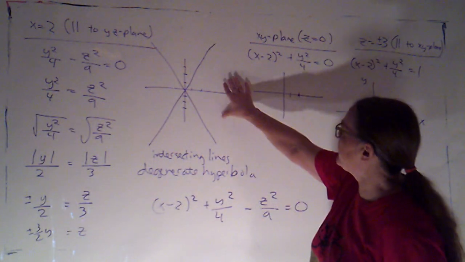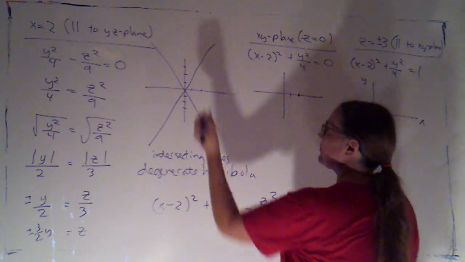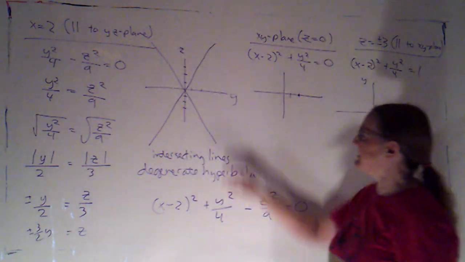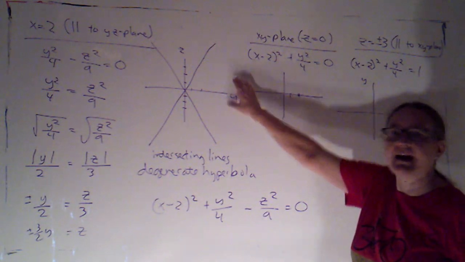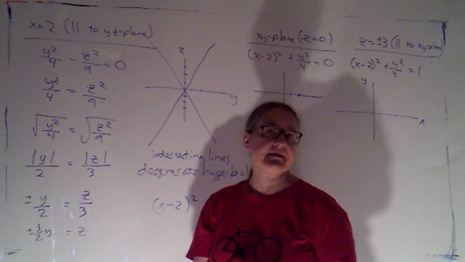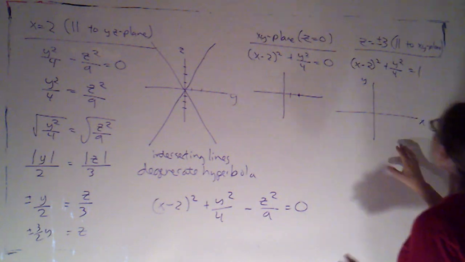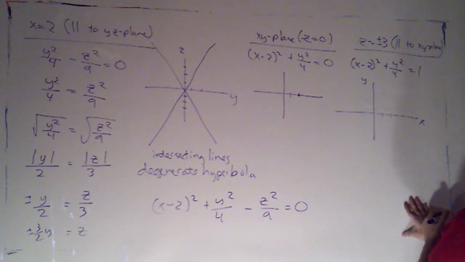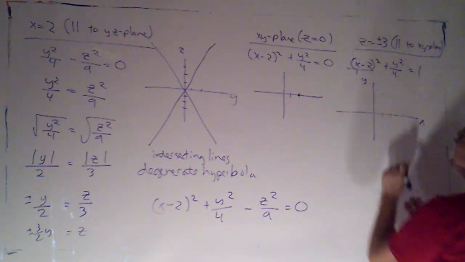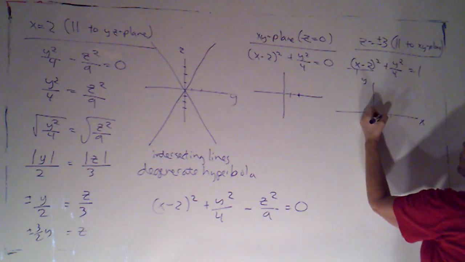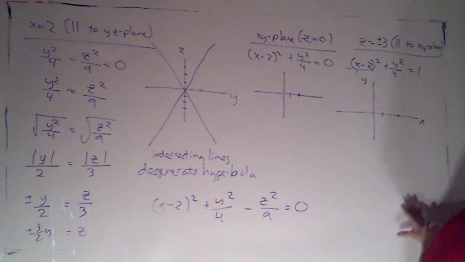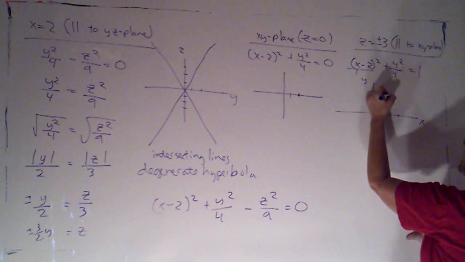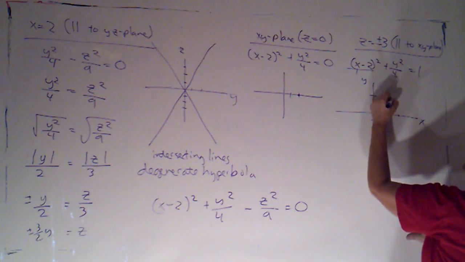In a similar way, for this trace here, even though we were in the plane x equals 2, I could have labeled my axes to say this one's parallel to the y-axis and this is parallel to the z-axis. All right, so this is centered now at 2, 0. And let's see, since I've got a 1 there, I'm going to come 1 over in the x direction. 4 is 2 squared, so I'm going to come 2 up and 2 down.